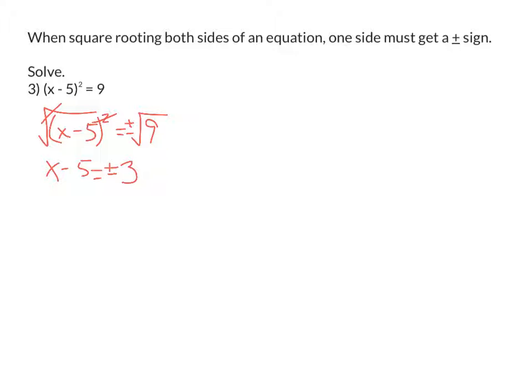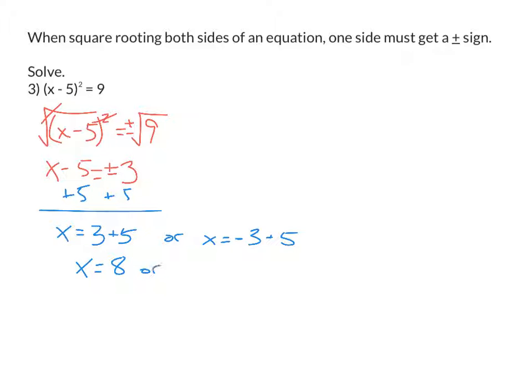And to get x alone, we'll add 5 to both sides. And so x is equal to, well, we have two different options here. We have a +3 plus 5, or x will be equal to the -3 plus 5. So x is either 8 or x is +2. And those are the two answers for this problem. So that's how we do the square root method. For now, we are done.